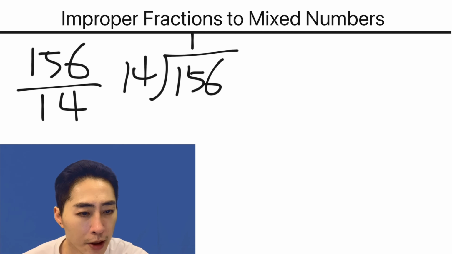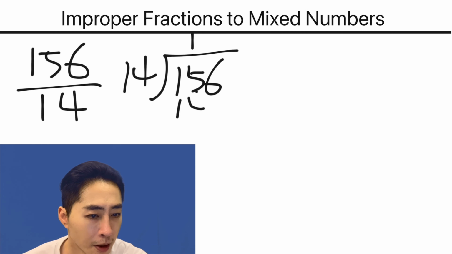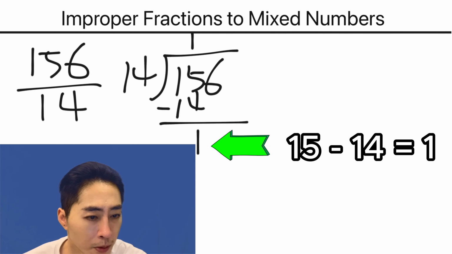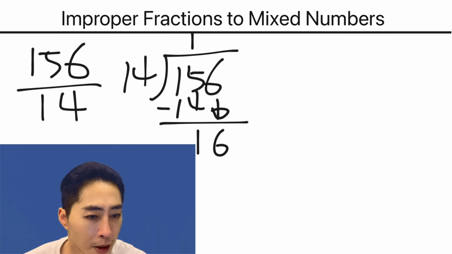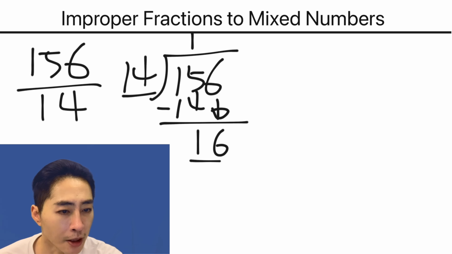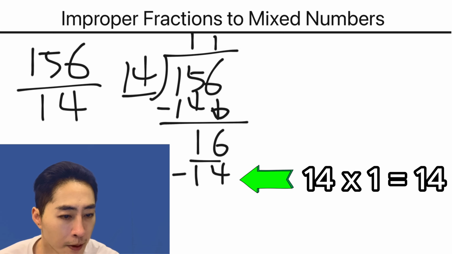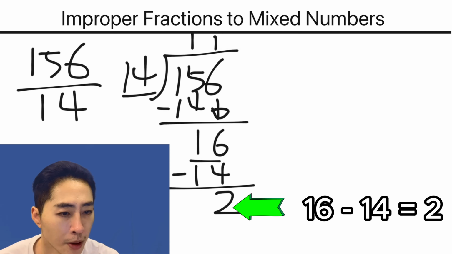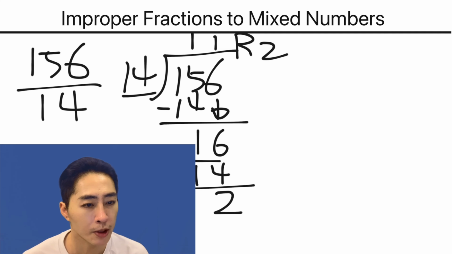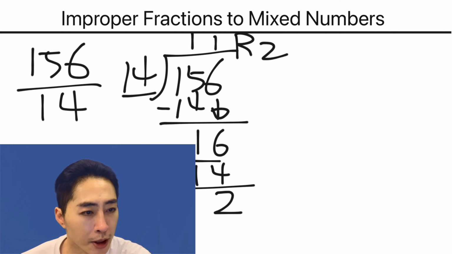So this will be 1. 1 times 14 is 14. 15 minus 14 is 1. We bring down the 6. Now we have 16 divided by 14. And that's 1. 14 times 1 is 14. And 2. So we have a remainder of 2. So this tells us that we have 11 wholes and a remainder of 2.